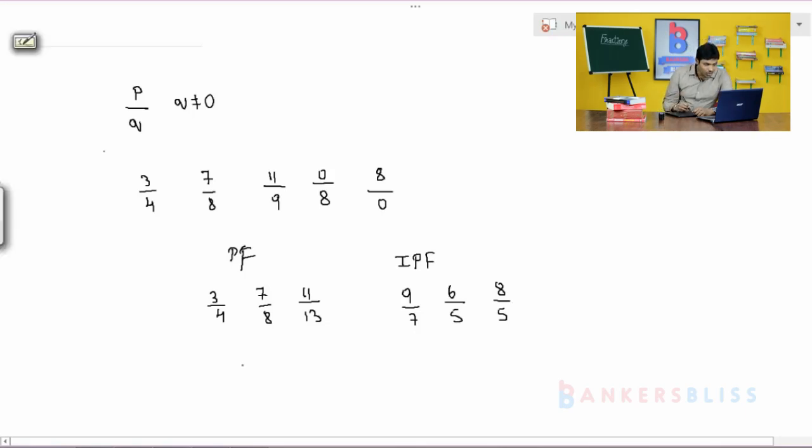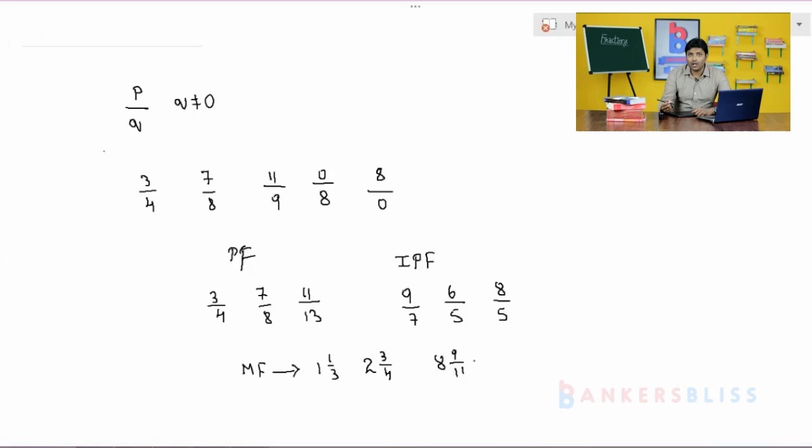Next, you have the concept called mixed fraction. Mixed fraction, example 1 and 3 by 4, 2 and 3 by 4, 8 and 9 by 11. These are called mixed fractions. And one more thing, the improper fraction can be converted into a mixed fraction, but the proper fraction cannot be converted into any format. Only the improper fraction can be converted.